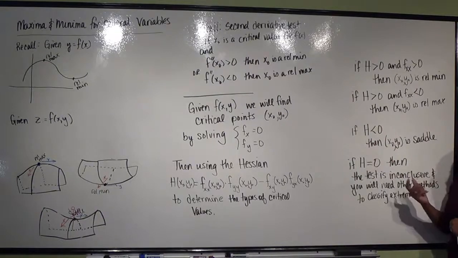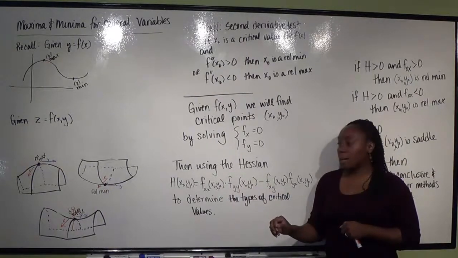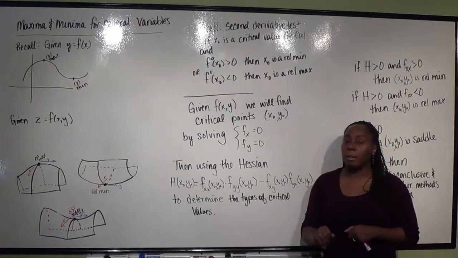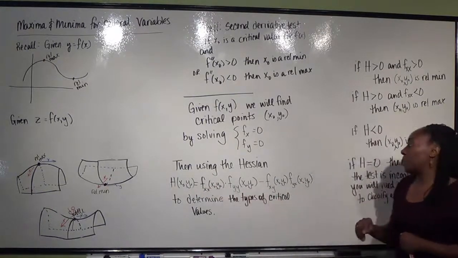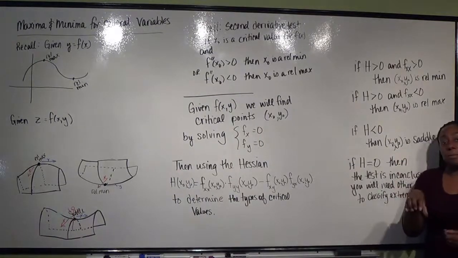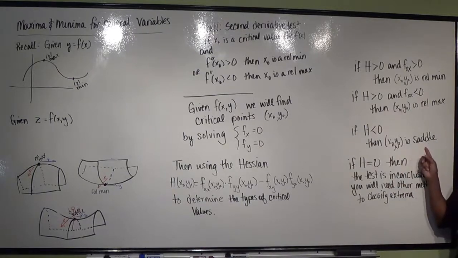If h is negative, then that means these two things have to have opposite signs, so that when I subtract, this whole term comes out negative. Okay? If these have opposite signs, then that tells me one is going to be a maximum and one is going to be a minimum. And so then I get a saddle point.